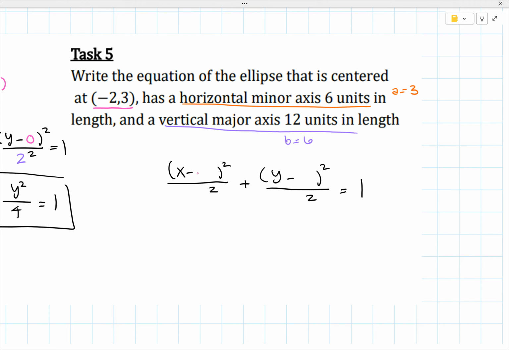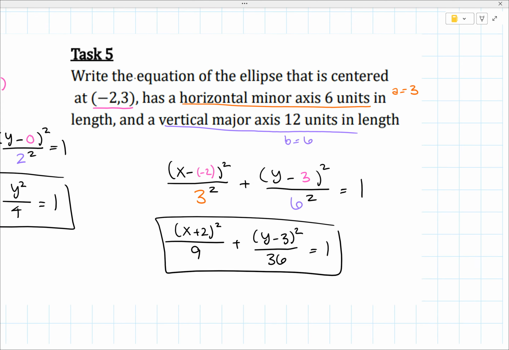All right, so center, h, k, so -2 and 3. Underneath our x is our horizontal, so 3. And then underneath the y would be our vertical, so 6. And then I'm going to simplify anything I can, so that double negative is going to turn into a +2. And then over 9. y minus 3 squared over 36. And then don't forget the equal 1. It's not an equation without an equal sign.